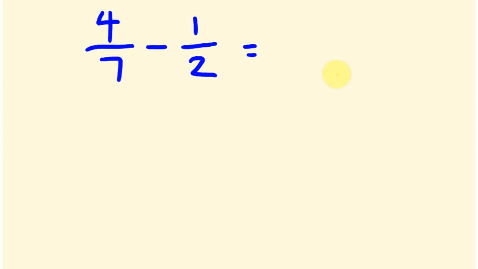So 7 2s, 14. Big line. So that was those ones. 4 2s are 8. 1 7 is 7.